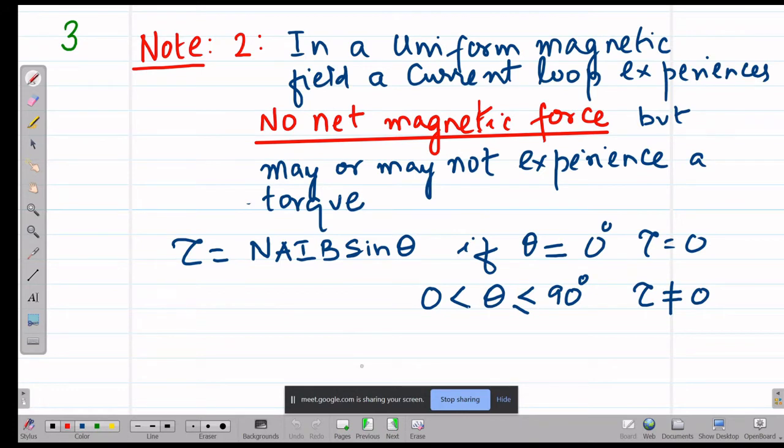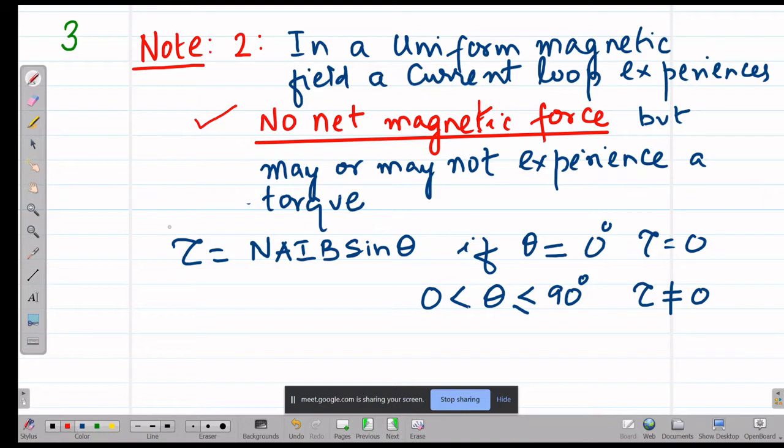Now the second point I want to make is, we have been talking of uniform magnetic field. So when you put a current loop in a uniform magnetic field, it's important to remember that there is no net force on the coil. If there is a force acting on the coil, then the coil will be accelerated. So we are not talking about force. In a uniform magnetic field, when a current loop is placed in it, there is no net force on the coil, but there will be a torque. Of course, the value of the torque will depend on the orientation of the coil in the field.